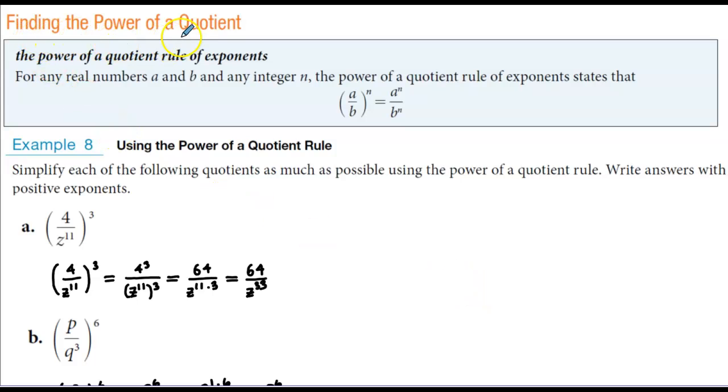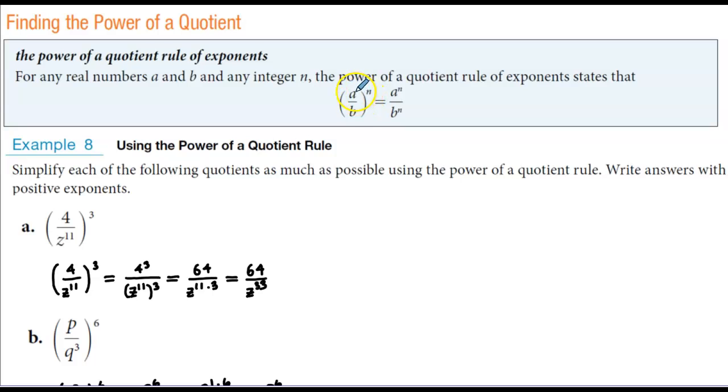Finding the power of a quotient. The power of a quotient rule of exponents. For any real numbers a and b and any integer n, the power of a quotient rule of exponents states the following. The base in parentheses is a fraction, a divided by b, to the power of n.